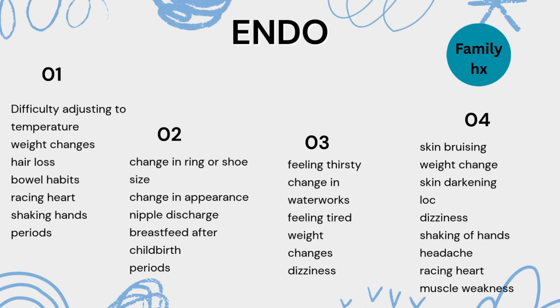Onto the endocrine system now. So while you're scanning from head to toe, cover all the glands that come in the way. So starting from the head, for the pituitary gland, you can ask about, have you noticed any change in your shoe size or your ring size, any change in your appearance? So in pituitary tumors or in acromegaly, you can find these changes.